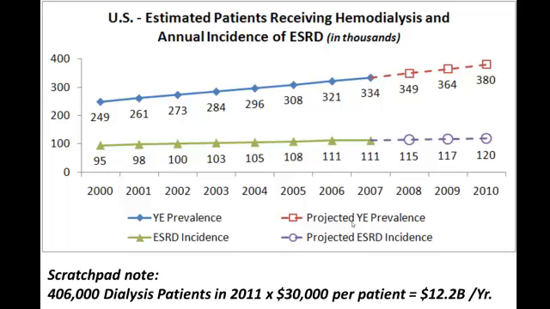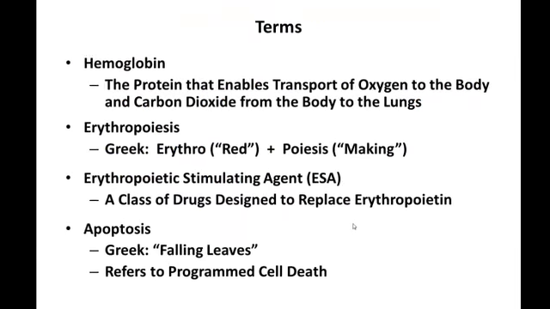Again, in hindsight, I would prefer to update this slide to say the scratch pad notes are this. This represents the stories of 400,000 individual patients who are going through this kind of treatment and who are dependent upon hemodialysis for their very survival. 406,000 patients in 2011 times the projected $30,000 per patient means that there's a cost of over $12 billion a year. And this is just the United States. Of course, this is a worldwide problem. You just multiply appropriately.